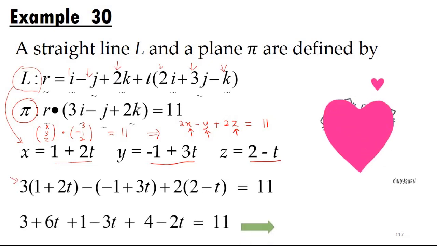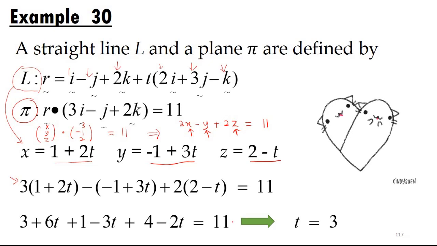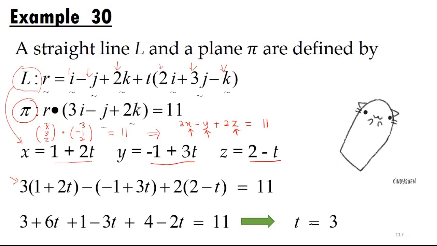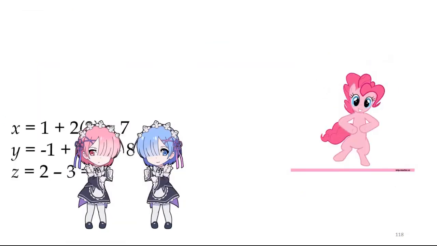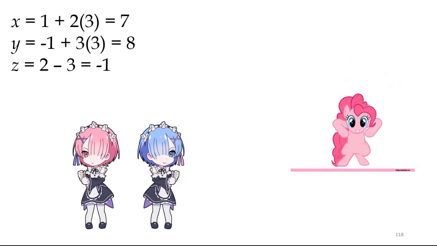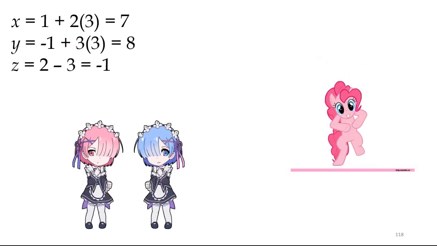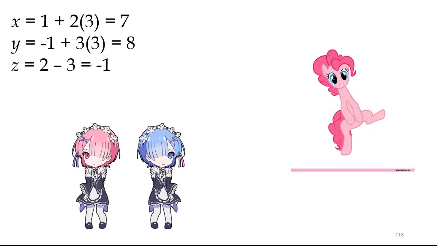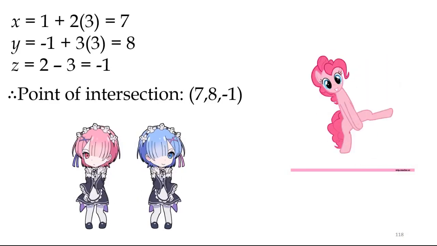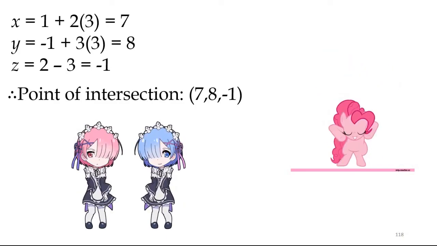Okay, patutnya you will get t equal to 3. 3 plus 1 plus 4, and then 11 minus dengan semua benda tu, and got t. Okay, dah dapat t equal to 3. And then, masukkan semula dekat dalam equation of line. So, dapatlah point of intersection yang kita nak. So, 1 plus 2, 3, 7. Negative 1 plus 3 times 3 is 8. 2 minus 3 is negative 1. Then, you will get point of intersection 7, 8, negative 1. Okay, dah habis. Itulah pasal intersection between line and plane.